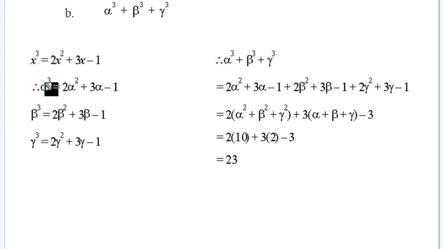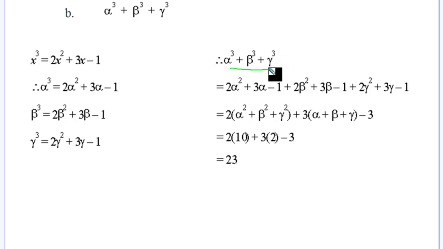Now, have a look when we do this. Sum your left-hand side: it is alpha cubed plus beta cubed plus gamma cubed. So if we do that, that must be equal to the sum of the right-hand side. So that's what we've done there. We've taken everything on the right-hand side and added it together. So there's the little trick in this one.